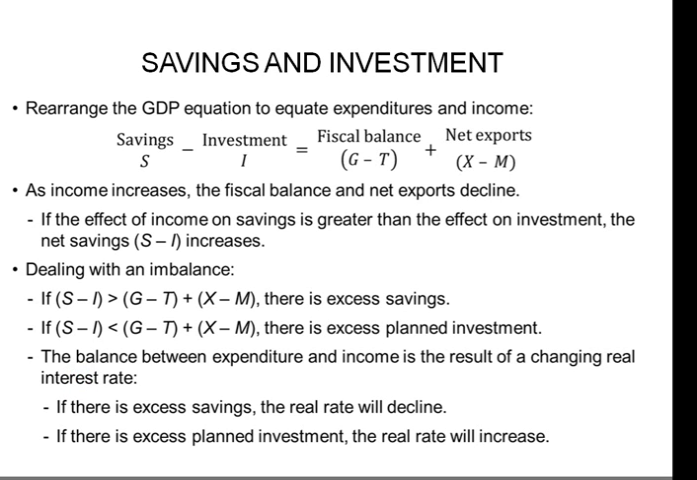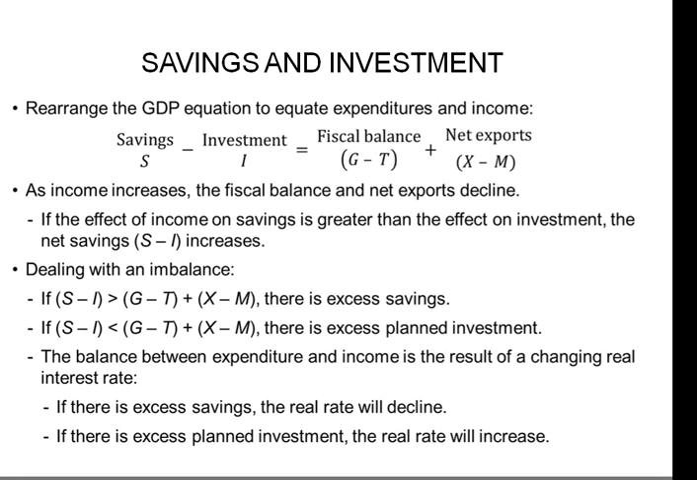Savings and investments. Rearranging the GDP equation to equate the expenditures and income: saving minus investment is equal to fiscal balance plus trade balance. It means what is left from investment by savings is used in the fiscal balance and trade balance. As income increases, the fiscal balance and net exports decline. So income increases, saving increases, so they have a negative relationship, so they are declining.